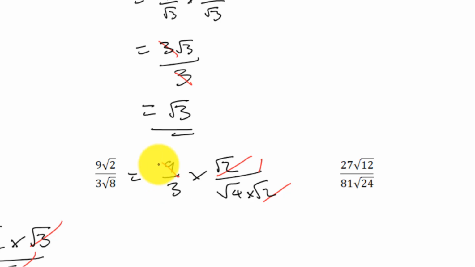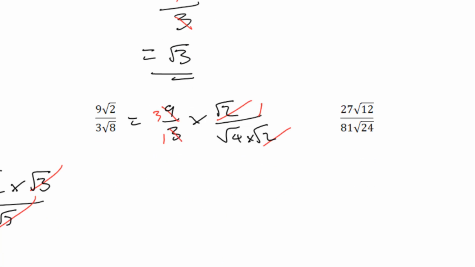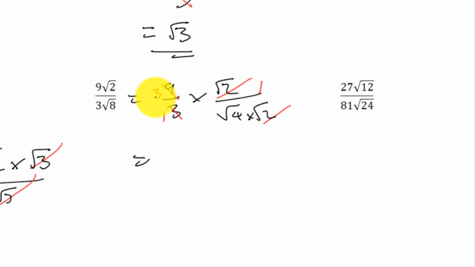We can also cancel down the 9 with 3. 3 into 3 goes once, 3 into 9 goes 3. So we are now left with, in this question, 3 times 1 on the top, 1 times the square root of 4 on the bottom. Sorry, that should be the square root of 4.